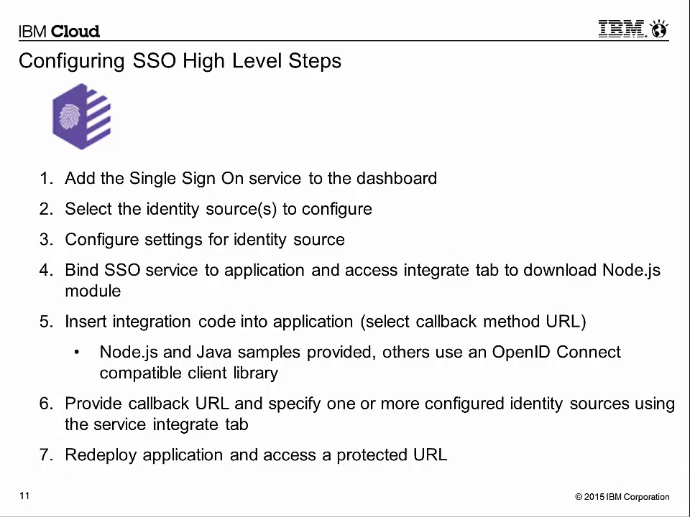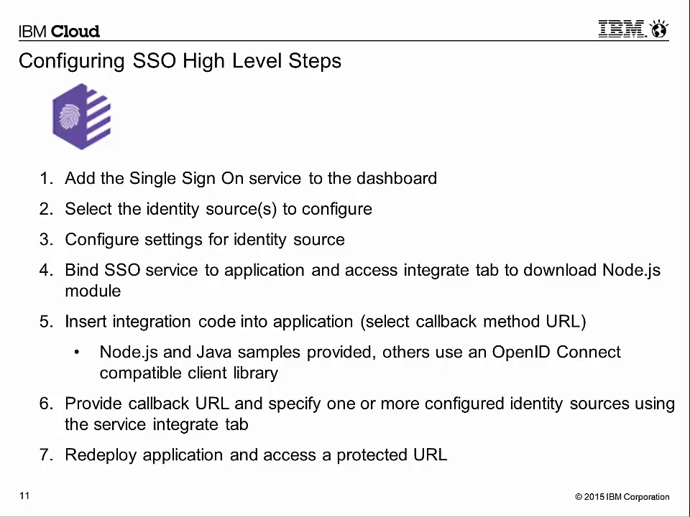There isn't a lot of effort involved to add external authentication to an application when using the IBM Single Sign-On service in Bluemix. Here's a list of the high-level steps. Begin by adding the Single Sign-On service to the dashboard. Then from the control panel for the Single Sign-On service, select the identity sources to configure. Configure the settings for the identity sources. Then bind the Single Sign-On service to the application, and you can access the Integrate tab to download a module to add to your Node.js application.